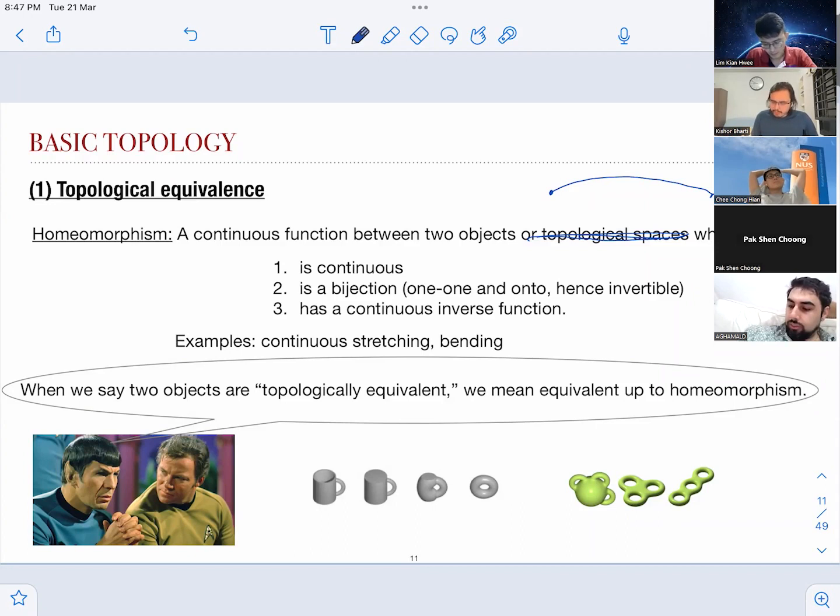Examples of homeomorphism are things like continuous stretching or bending. For example, you have this coffee mug and this donut, and you can deform it and get from here to there. Or you can have a sphere with 3 handles, and from here you can get all these objects. When we say 2 objects are topologically equivalent, we mean equivalent up to homeomorphism, which means there exists a homeomorphism that takes one object to another. If that happens, then the 2 objects are topologically equivalent.